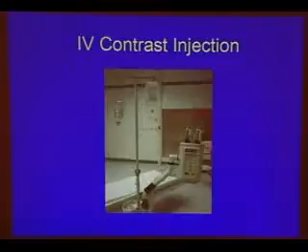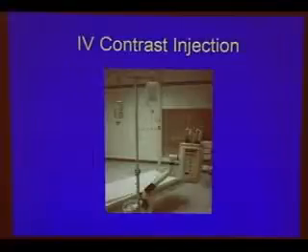Now, what does the procedure entail? Number one, we need to inject intravenous contrast in order to maximize the visualization of the coronary arteries, which are very small. So we have special machines that inject the intravenous contrast into an upper extremity arm vein in order to visualize these arteries.